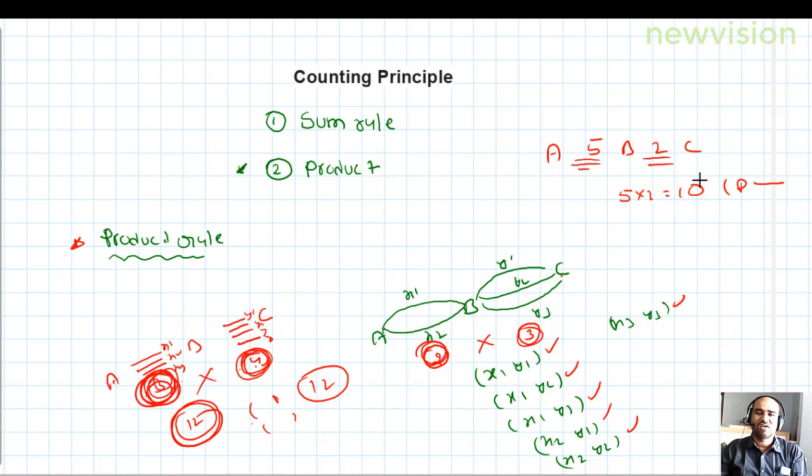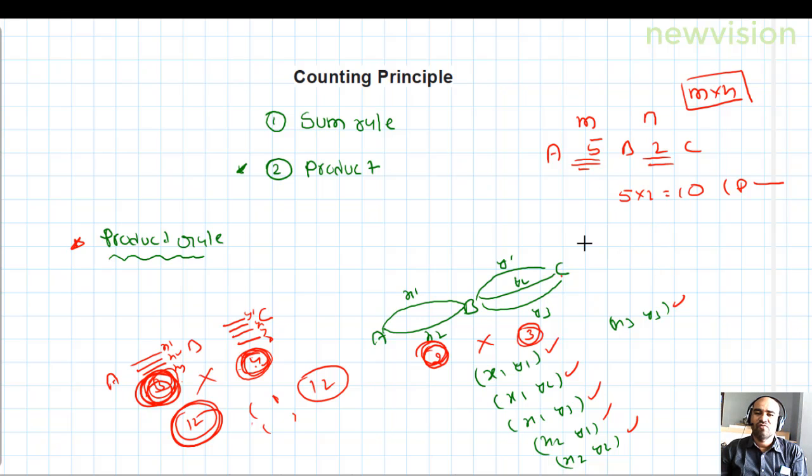What does product rule say? One operation can be performed in M ways. After completion of that, the second operation can be performed in N ways. One operation depends upon another. So these two operations successively can be performed in M into N ways. This is the definition of product rule.